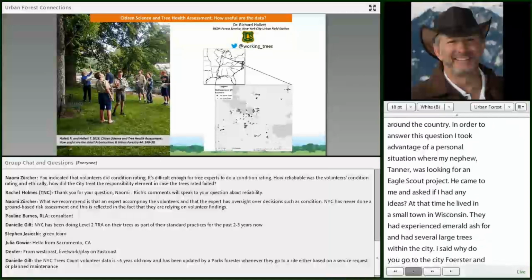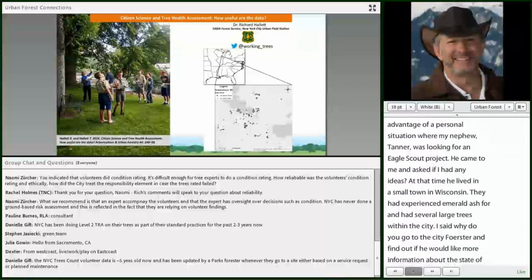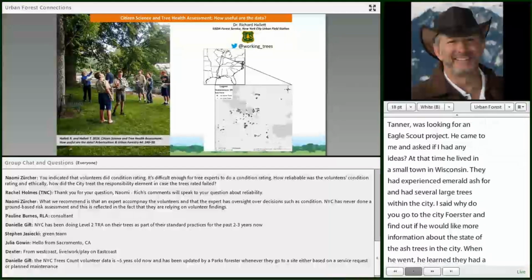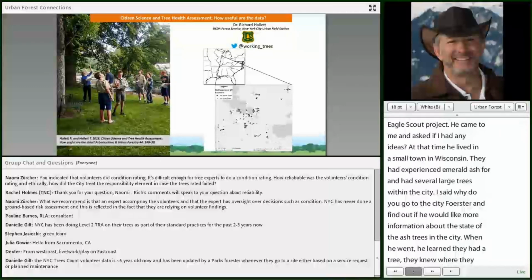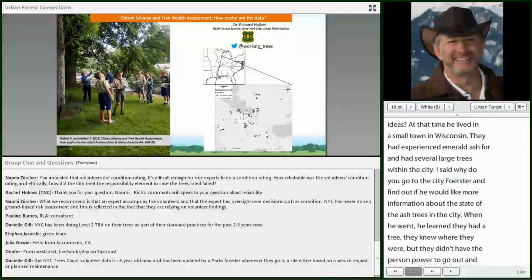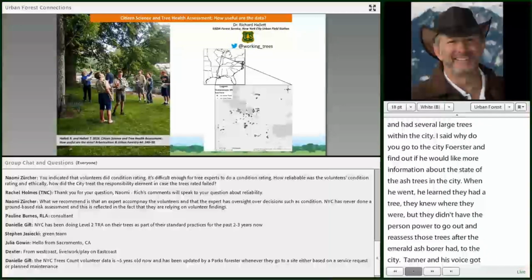When Tanner went to the city forester, he learned that they have a tree inventory, so they knew where all their ash trees were, but they didn't have the person power to go out and reassess those trees after the emerald ash borer had come into the city. So Tanner and his Boy Scout troop decided to take this on, and we were able to gather the locations of all 300 ash trees within the city.